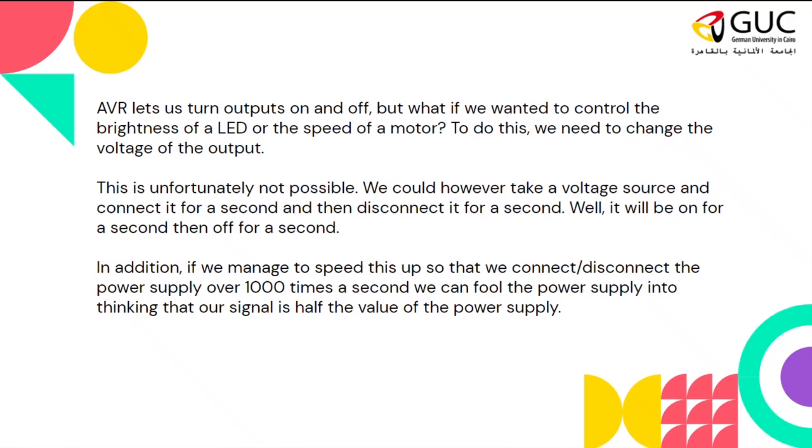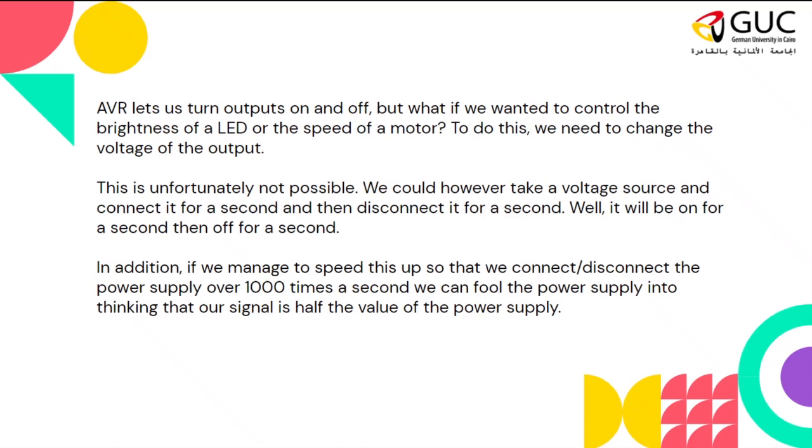To do so, we need to send changing or alternating voltages. We cannot control the speed of a motor with just 0 and 5 volts. We cannot control the brightness of an LED with 0 and 5 volts. So we need to change the voltage value which is sent to our components. But unfortunately, that cannot happen in our board. We cannot change the values which are sent to the components.